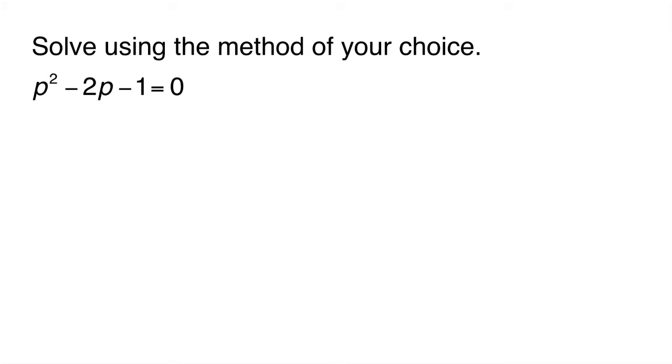Solve using the method of your choice. p squared minus 2p minus 1 equals 0. The left side of this equation cannot be factored easily, and therefore let's either use the quadratic formula or completing the square. We'll use the quadratic formula.